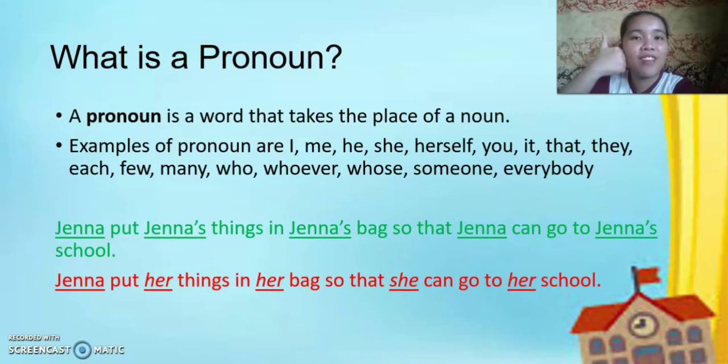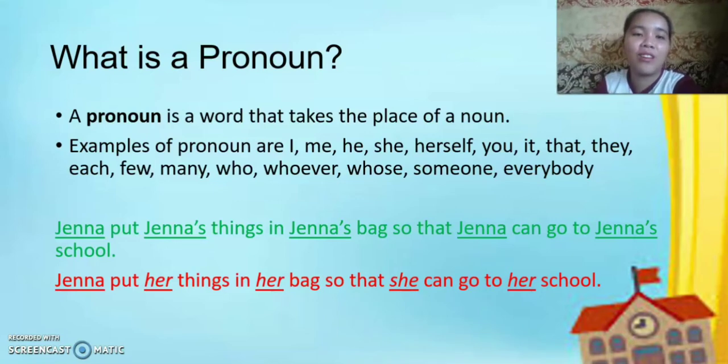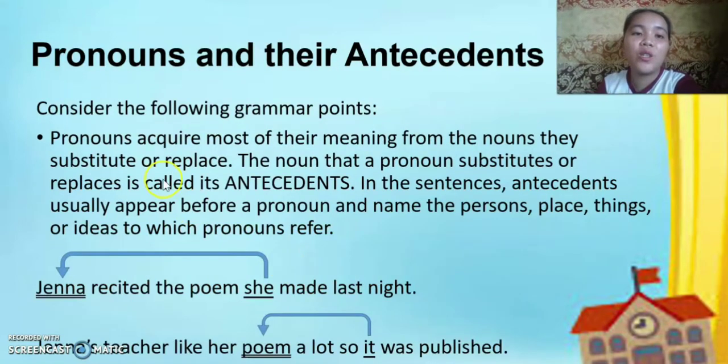Okay, understood? Very good. Now let us know pronouns and their antecedents. So consider the following grammar points. Pronouns acquire most of their meaning from the nouns they substitute or replace. The noun that a pronoun substitutes or replaces is called its antecedent. In sentences, antecedents usually appear before a pronoun and name the persons, places, things, or ideas to which pronouns refer.